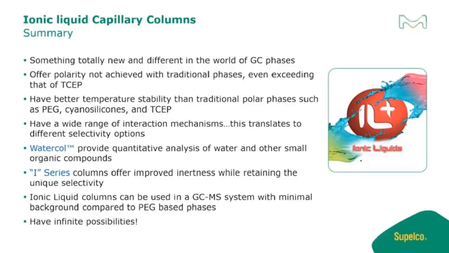We've talked about the water columns that provide quantitative analysis of water and other small organic compounds. Talked about the I series. They offer improved inertness while retaining the unique selectivity of the ionic liquid phases. And again, we've shown that the ionic liquid columns can be used in a GCMS system with minimal background compared to PEG-based phases. Again, infinite possibilities in terms of the selectivity of the ionic liquid phases.